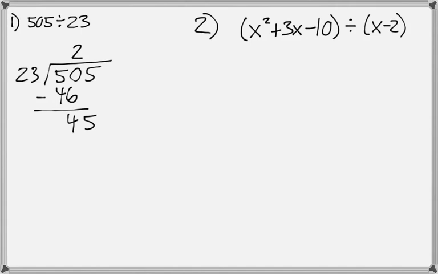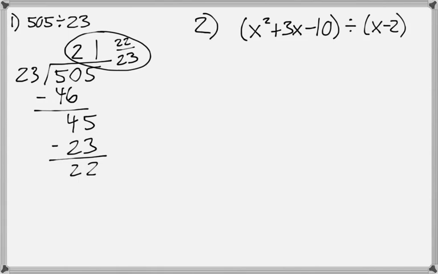And then I start over. So how many times does 23 go into 45 evenly? And it goes in once. And then 1 times 23 is 23, and I put that here. And then I subtract, and I get 22. And 22 would be my remainder, and I put that over the number that I'm dividing by, so over the 23. And that would be my answer.